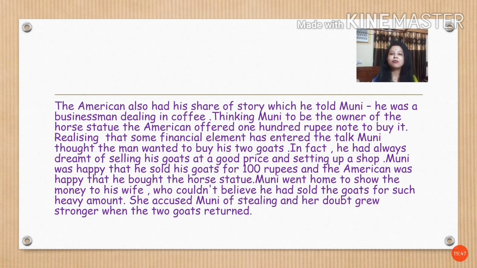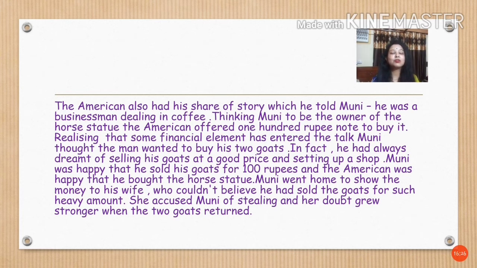Now as it is, the wife was doubting the honesty of Muni, that maybe Muni had stolen the money from somebody, because she could not believe that by selling 2 goats he could get such a heavy amount. And on top of that, her doubt grew stronger when the 2 goats that Muni claimed to have sold to the American had returned back. So this was a shock for Muni, because he thought he had sold his 2 goats and in return got 100 rupees, and he told the same to the wife, but his wife was doubtful about it, and her doubt grew stronger when she saw that the 2 goats had returned. Okay, so I hope you have understood this story.